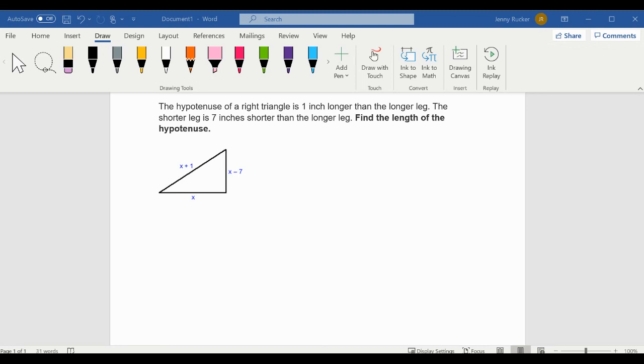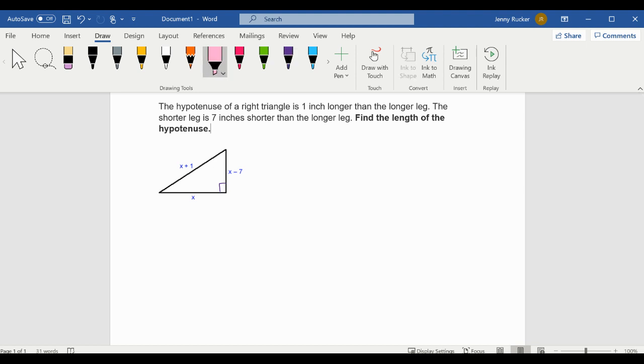The hypotenuse of a right triangle is 1 inch longer than the long leg. The short leg is 7 inches shorter than the longer leg. Find the length of the hypotenuse. A picture was provided, but you should be able to set this up on your own.